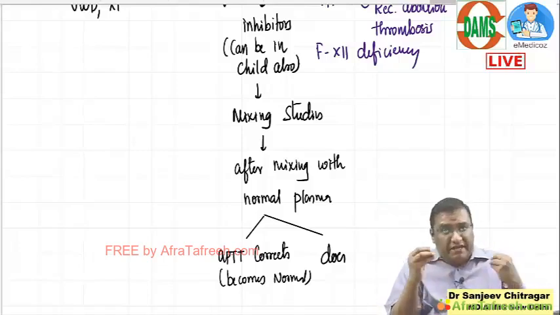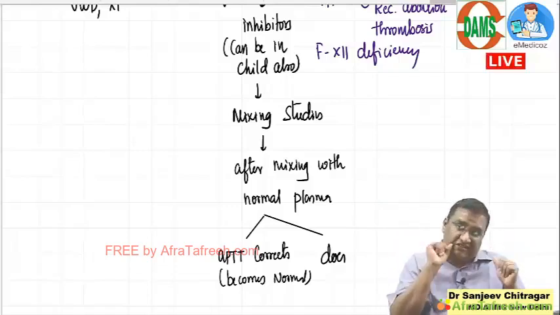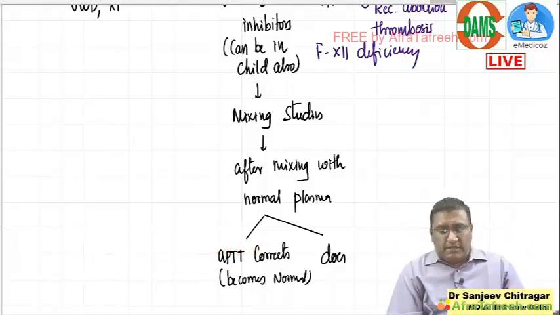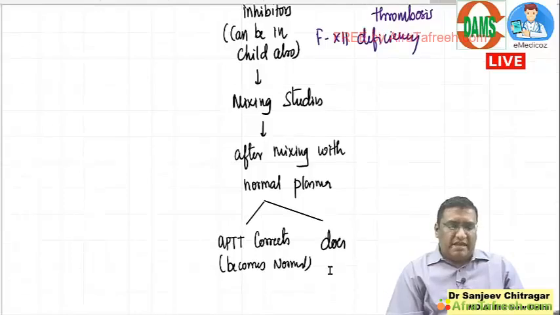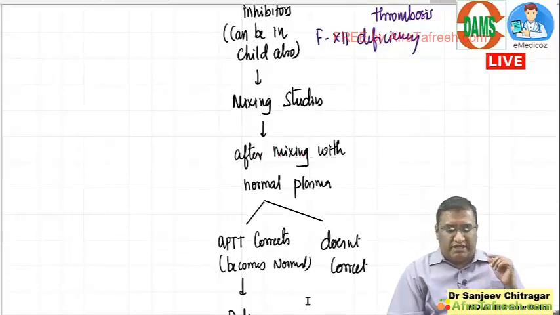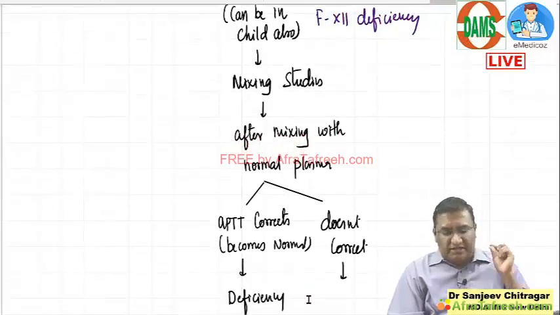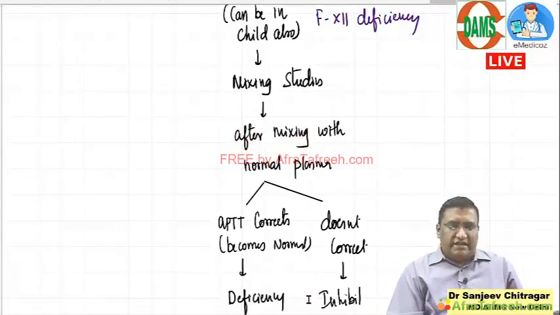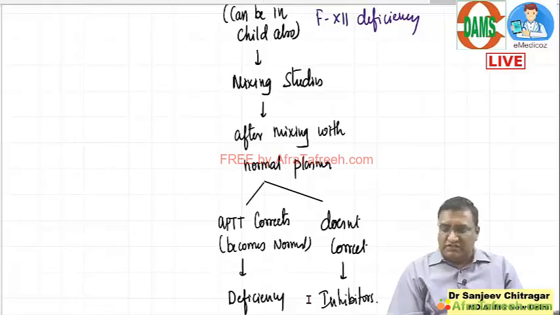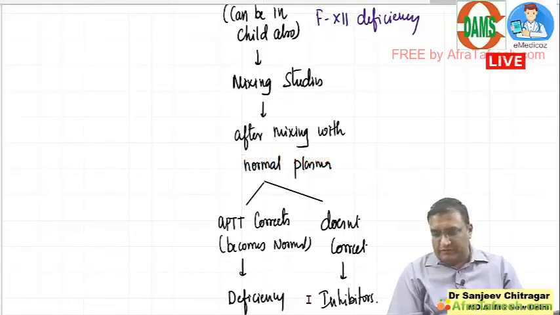PT, APTT, TT, everything is normal. All tests are normal. Factor 13 deficiency. So in plasma mixing studies, APTT corrects after mixing with normal plasma or does not correct. If it corrects, then it is deficiency. If it doesn't correct, then it is inhibitor. Deficiency and inhibitor.